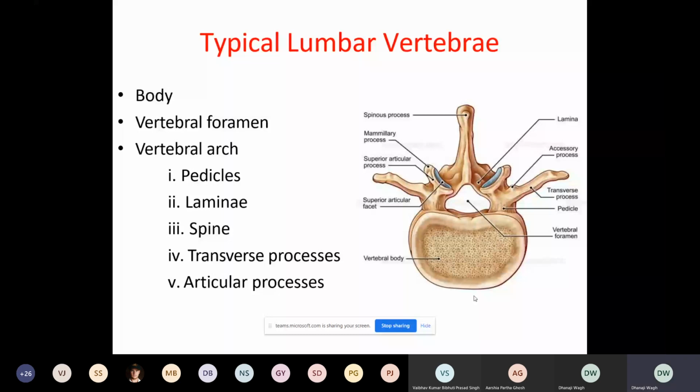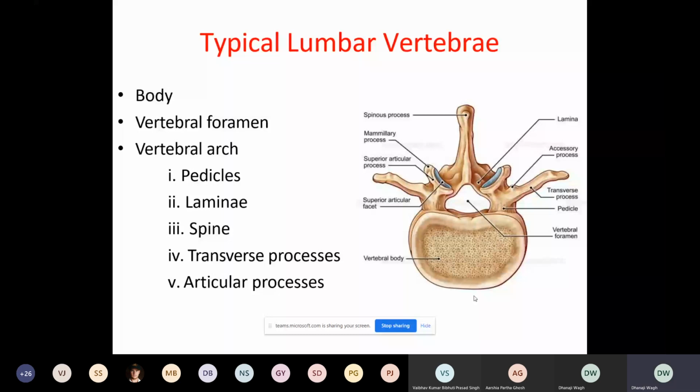See its transverse processes. The transverse processes are thin and tapering and directed laterally and slightly backward. At the posterior inferior aspect of the root of each transverse process, you can see the label, there is a small marked rough elevation. This is called the accessory process.